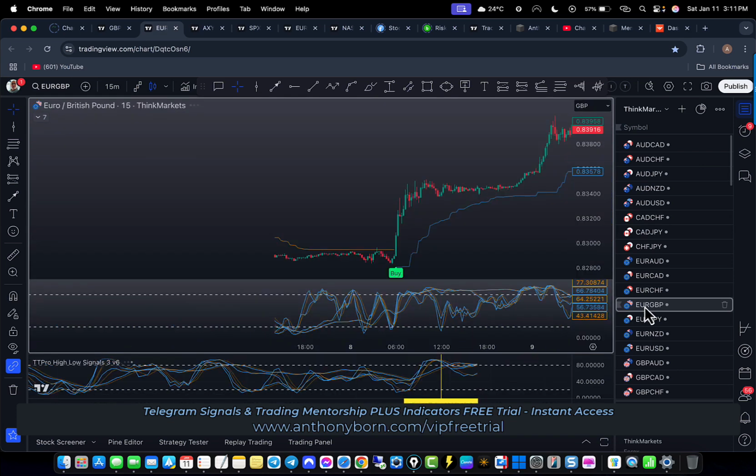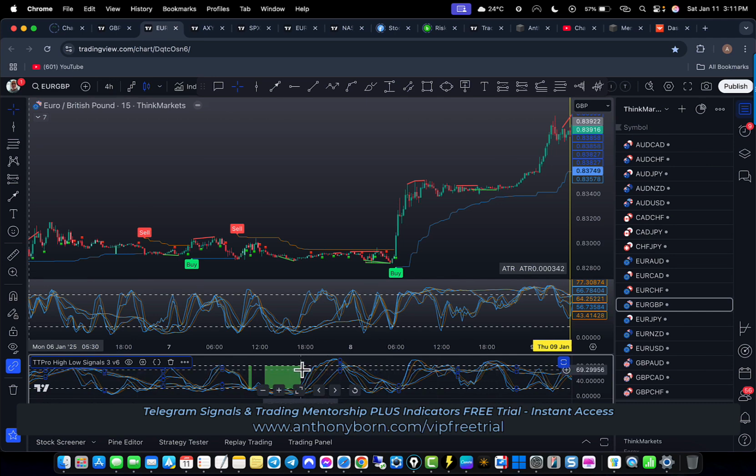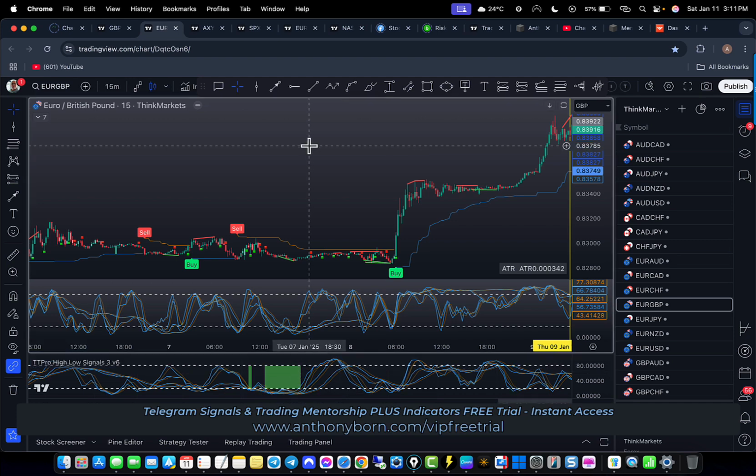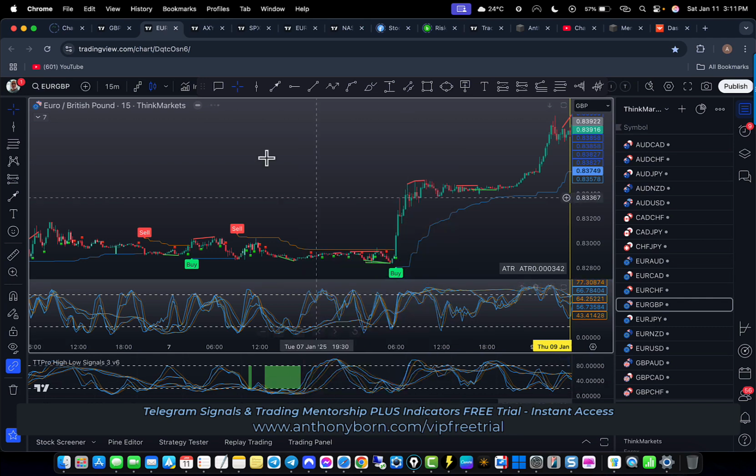What's that? Euro pound. There hasn't been a signal for a while, but we can go back here and have a look at this one. So that was 12th of December, 1 a.m. Click up the top, go to 12th of December, 1 a.m. Now what I'm doing with this is I'm setting alerts on the 1-hour and the 4-hour. That will give me more opportunities. So 1 a.m. on the 12th, go back.